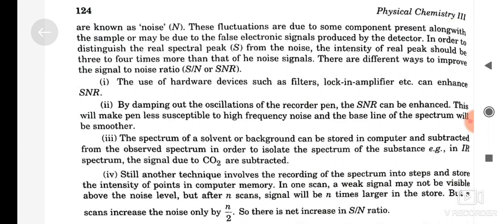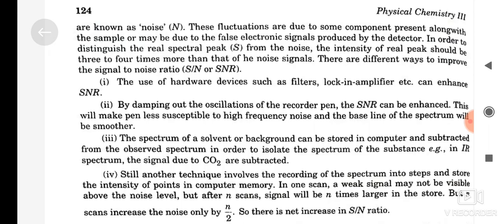There are different ways to improve the signal to noise ratio, S upon N or SNR. First, the use of hardware devices such as filters, lock-in amplifiers, etc. can enhance SNR. Second, by damping out the oscillation of the recorder pen, the SNR can be enhanced.